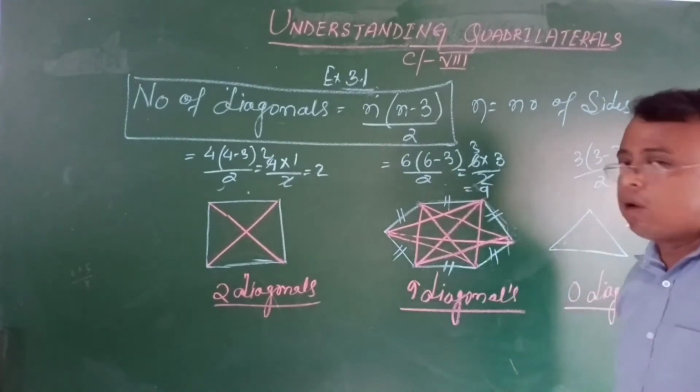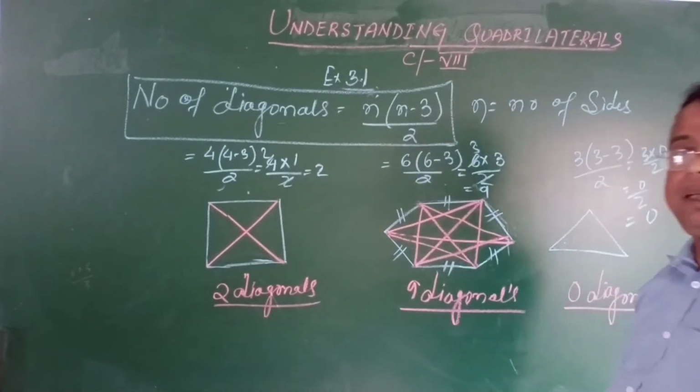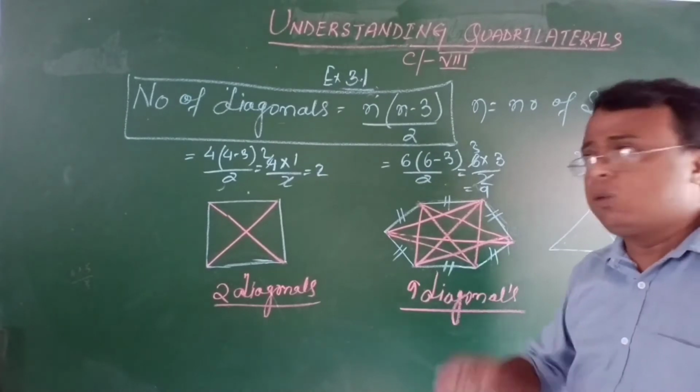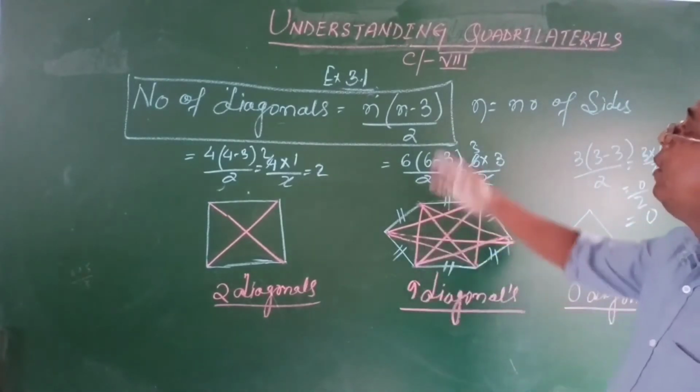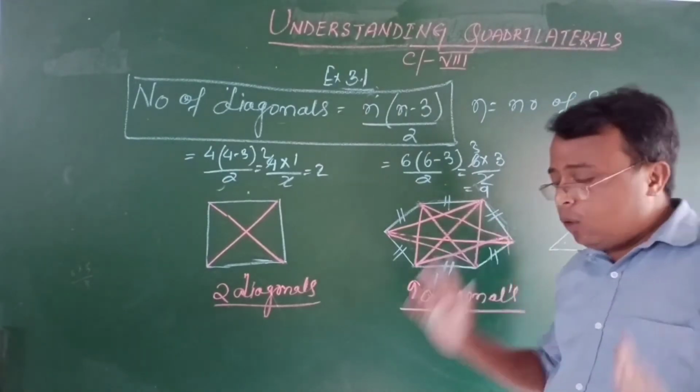So you can find out how many diagonals a regular pentagon has. You can very easily find out without drawing, if you know this formula. All right. Now we'll go for the next question.